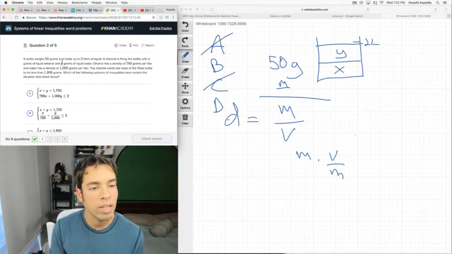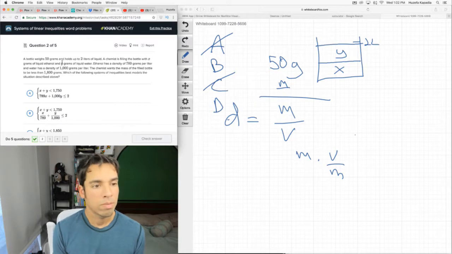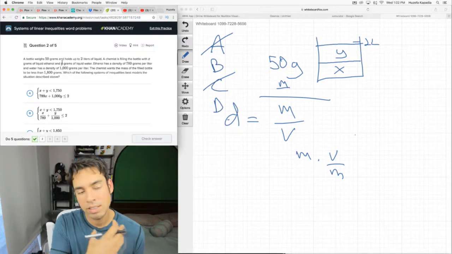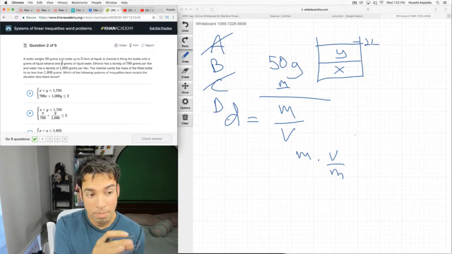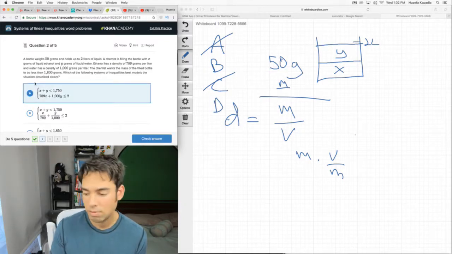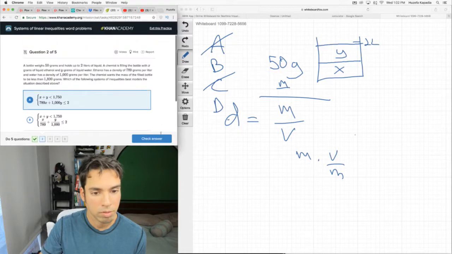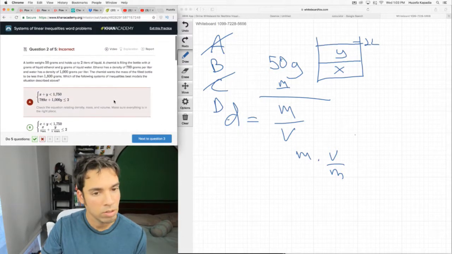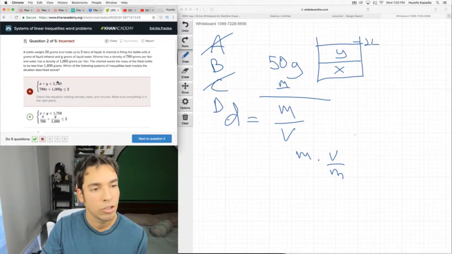The bottle already weighs 50 grams. So the mass of the entire thing should be 1,800, meaning the mass of the ingredients needs to be 50 less than 1,800, which is 1,750. And that's why A is the right answer. Oops, did I do that wrong? Oh, shoot. I did that backwards.